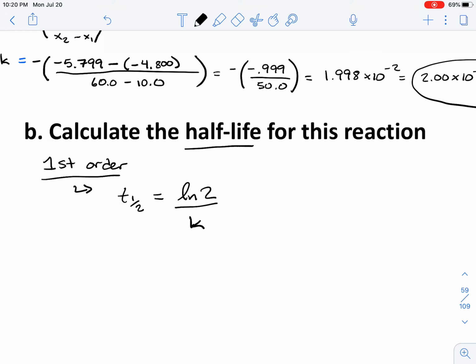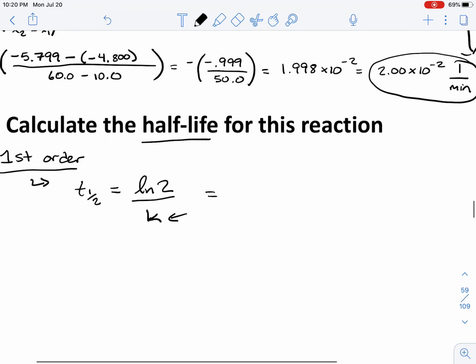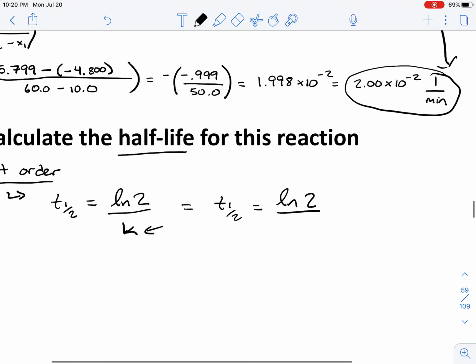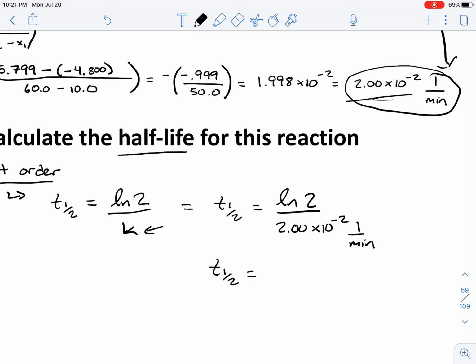And so the rate constant k is what we just solved for in part A. And so to calculate the half-life for this reaction, all we're going to do is replace the rate constant k with the value that we obtained in part A, which is going to be 2.00 times 10 to the negative 2, 1 per minute. And so if we plug that into the calculator, it turns out that the half-life for this reaction is going to be 34.7 minutes.